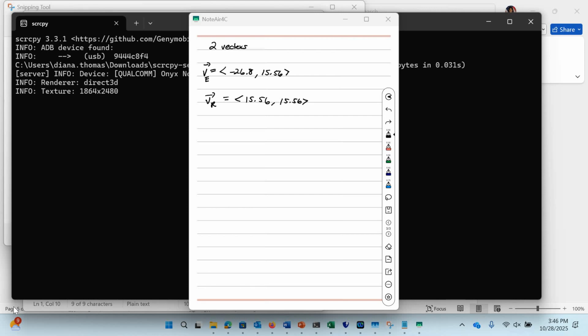To take the dot product of two vectors, you would just multiply the two first components together plus the second two components together. I'm running out of room. Like that. And so you get this number.